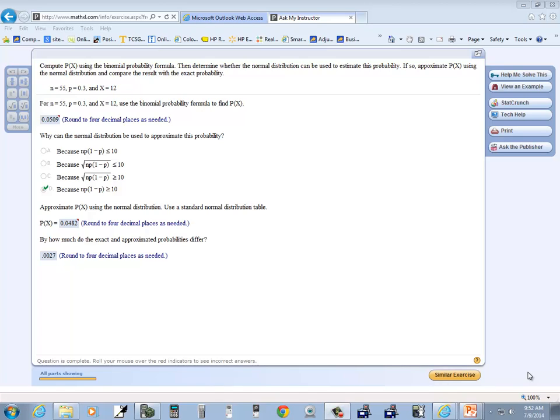The first part says compute P of x using the binomial probability formula. Then determine whether the normal distribution can be used to estimate this probability. If so, approximate P of x using the normal distribution and compare the result with the exact probability.